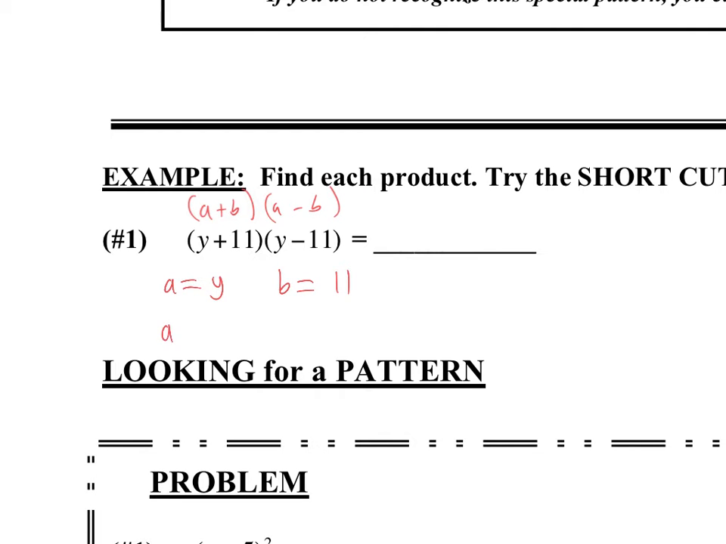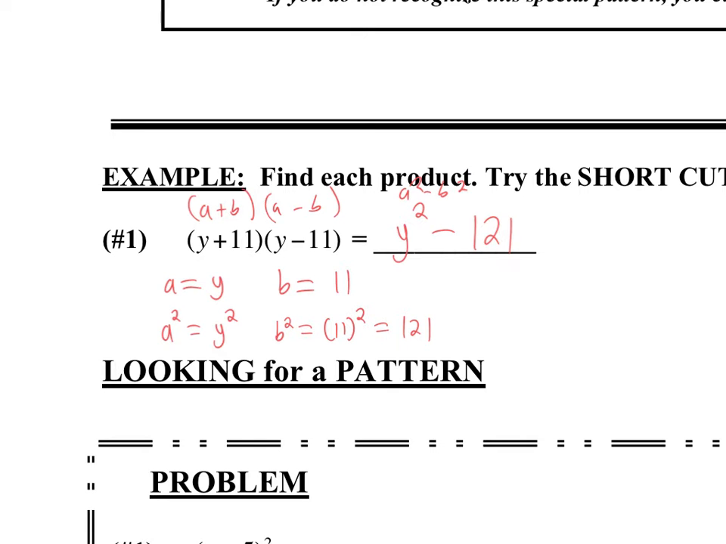All right, that's what we have here. So if a is y, what is a squared going to be? Well, that's going to be y squared. And if b is 11, what's b squared going to be? Well, it's going to be 11 squared like this, which equals 121. So our final answer is going to be y squared minus 121. It's got to be a squared minus b squared. Okay? So that's all you have to do. If you can figure out that pattern, you don't need to do any other extra work. You can just do y squared minus 121, and you're good to go.